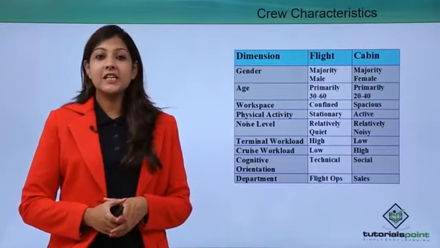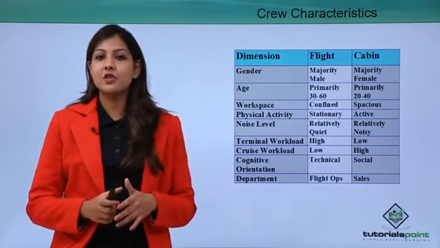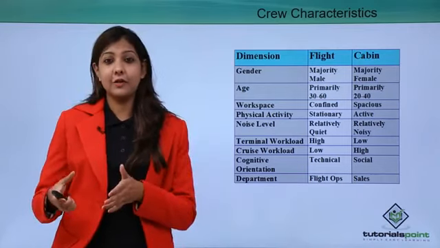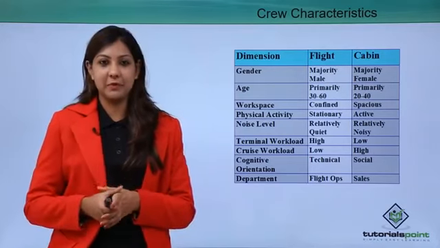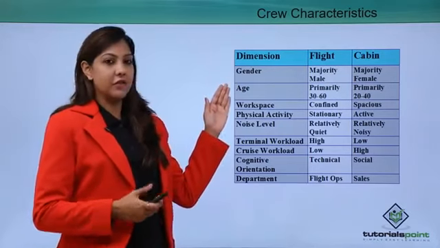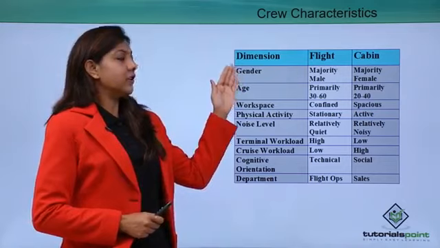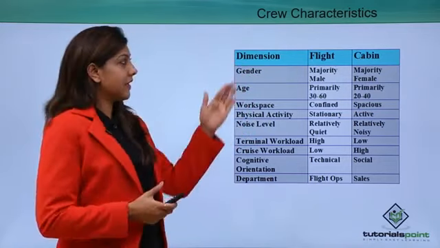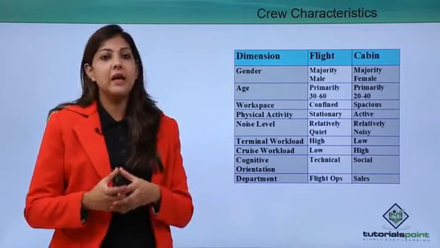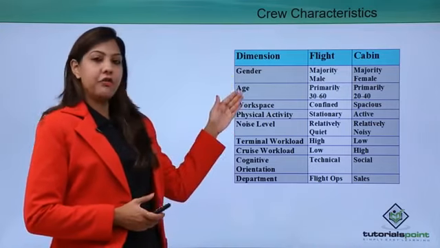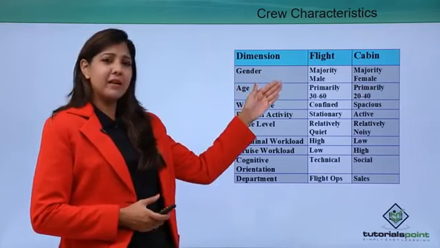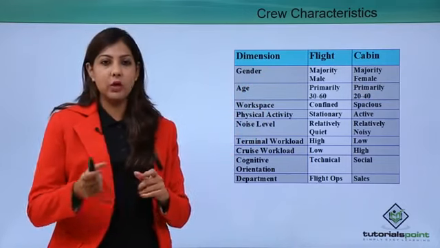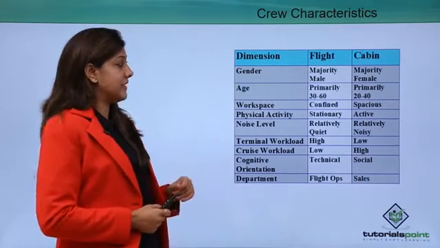So friends, let's look at crew characteristics. Now we have understood that the pilot or the cockpit crew is different, as the cabin crew is a different department altogether. Let's look at certain differences between them. Gender: in the cockpit crew the majority are male pilots, and in the cabin you have a majority of female air hostesses. Age for the flight deck crew is primarily between 30 and 60. You will have very few pilots who are below the age of 30 or above the age of 60.